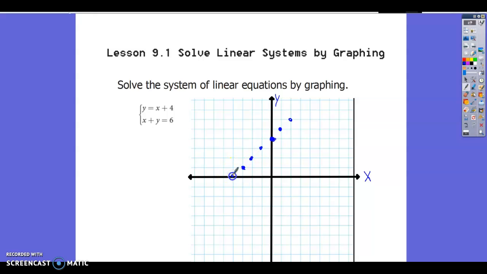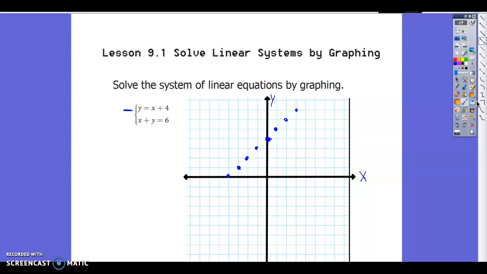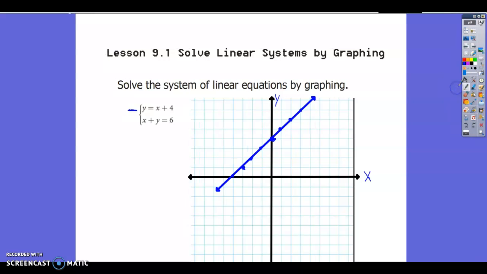So the first line I graphed here in blue. All right, so let's graph. Let me see if I can draw a line here. Well, that's not too bad. All right, let's make our second line in red.